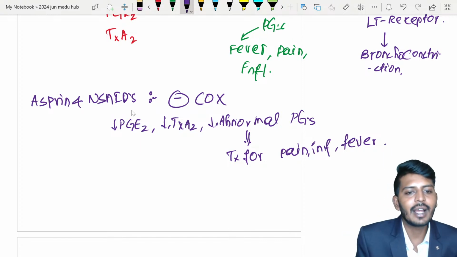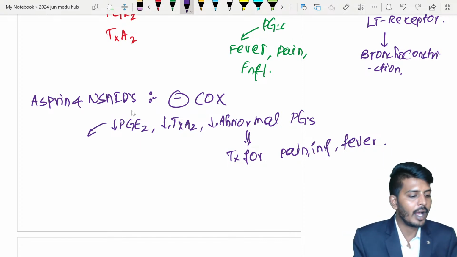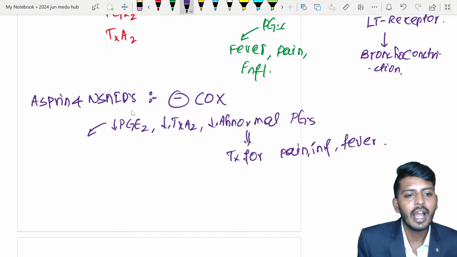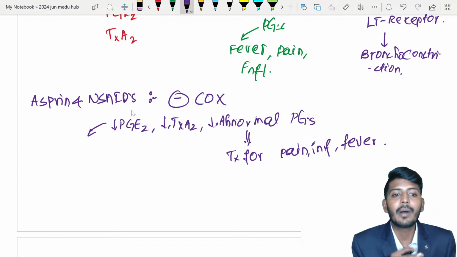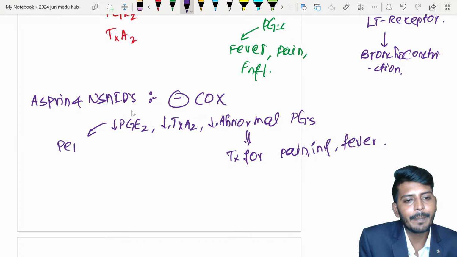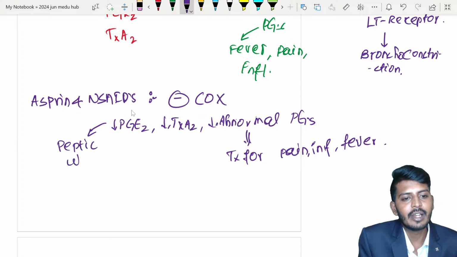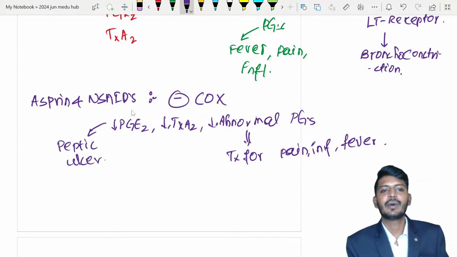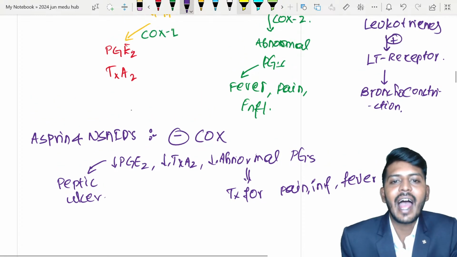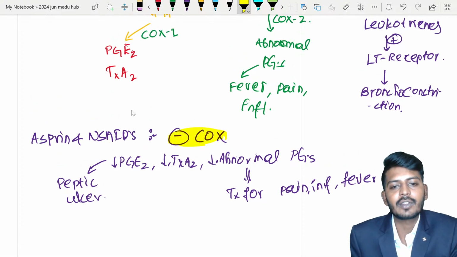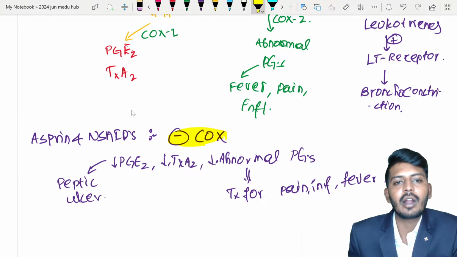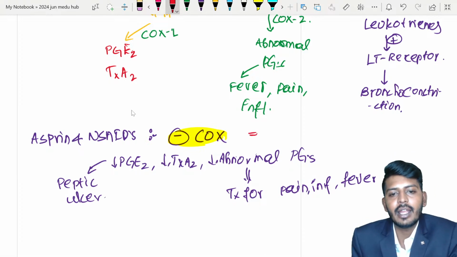Now if prostaglandin E2 decreases, what will happen? The protection of the stomach will not remain. It will lead to a problem. What is the problem called? It will lead to peptic ulcer disease. Okay, now what is aspirin doing? Aspirin is blocking the COX enzyme. If the COX enzyme is blocked, automatically what will happen?